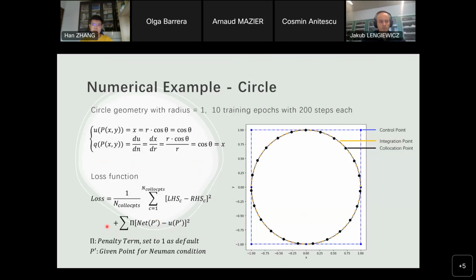You may notice there's a newly introduced term here. That is for the pure Neumann condition. Since for the pure Neumann condition, the problem could not be solved unless a point on the boundary is fixed. So we use this term to force the neural network to have the same value at our given point.